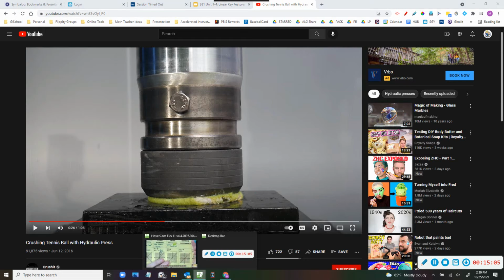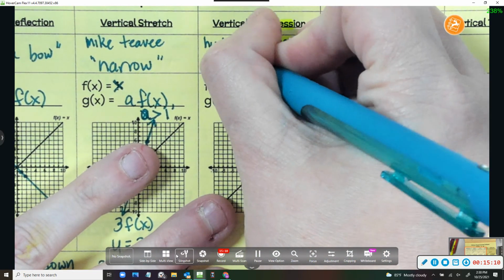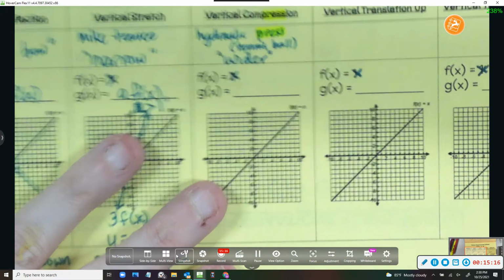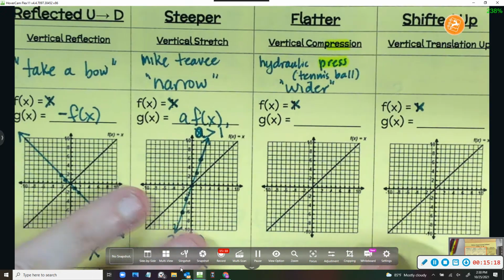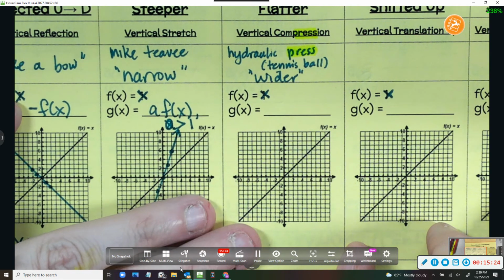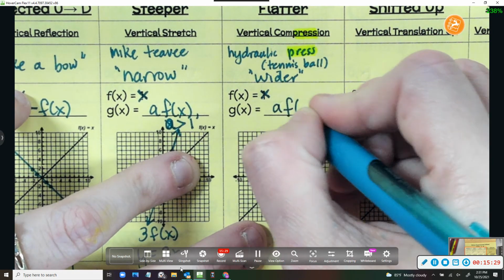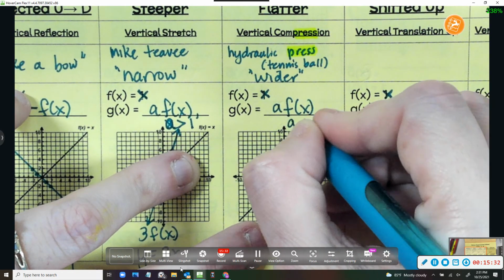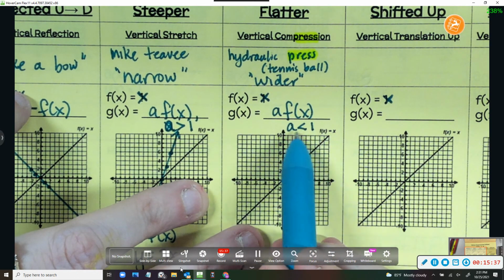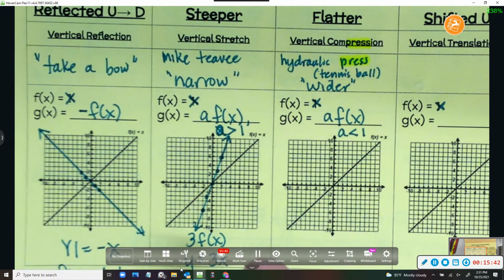So when we think about the hydraulic press, this is getting wider. I know, I didn't have enough room for the tennis ball, so I had to write real small. Here's what that looks like. It also looks like A f of x, but this time A is less than 1. Remember, I don't care about negative. The negative means something else. I'm just talking about the absolute value of that number.